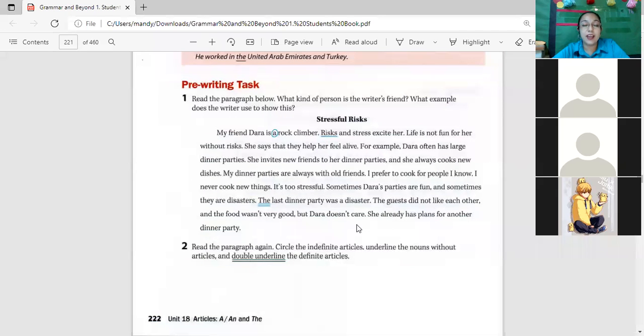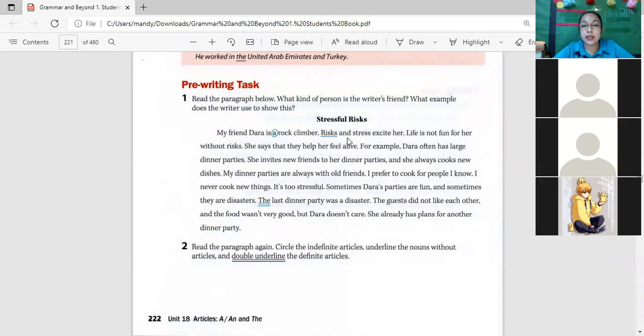An. Okay, a and an. And what is the definite article? We have only one. The. Okay, excellent. This one are articles, but we have indefinite and definite. Yeah, we have a classification in that part. Okay, a stressful risk. My friend Dara is a, okay, and definite article with circle, rock climber in that case.